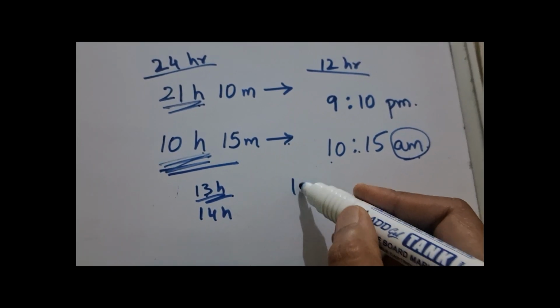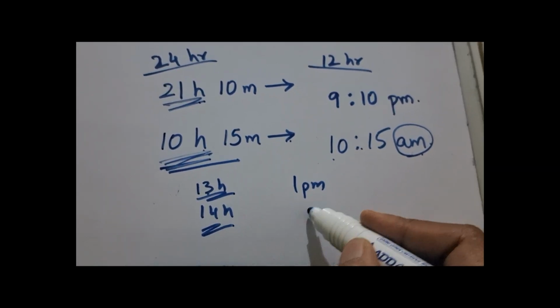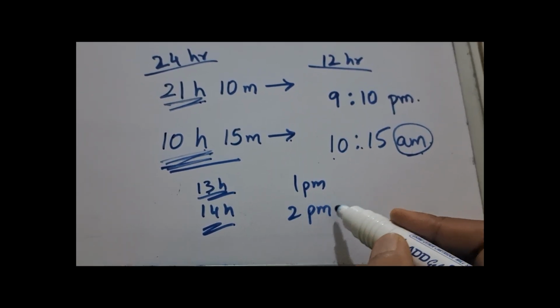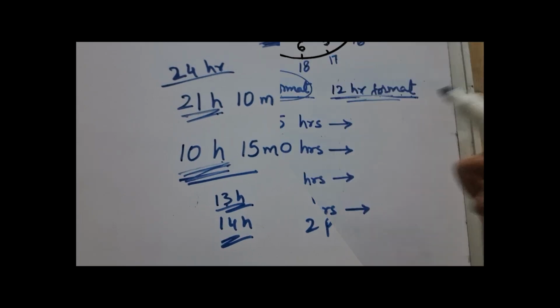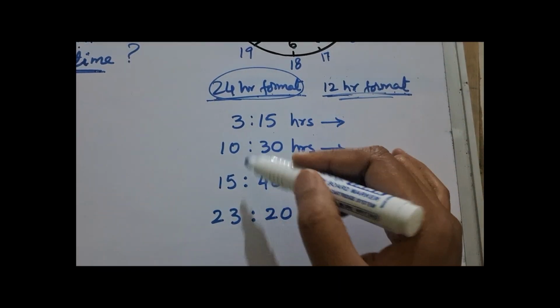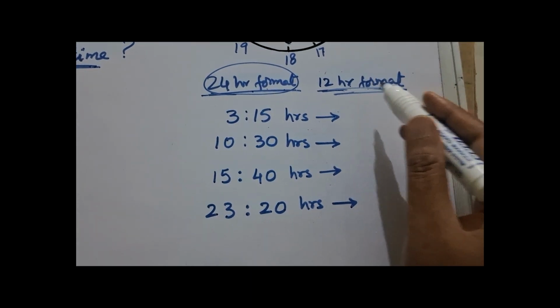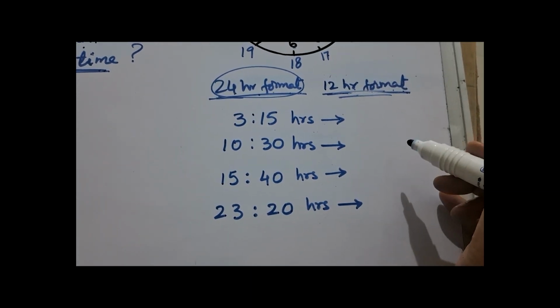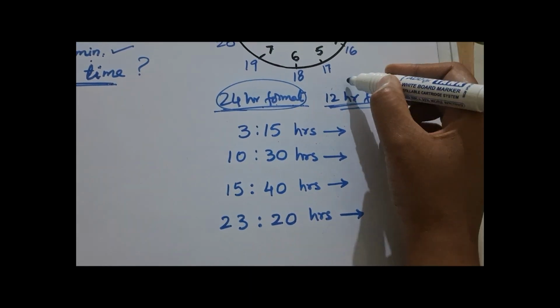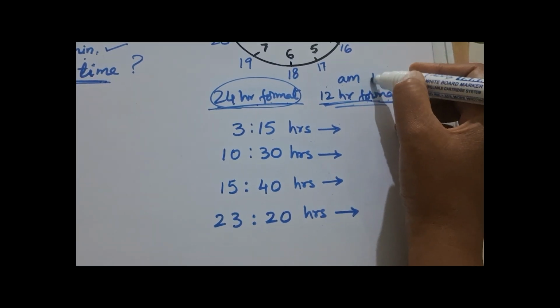13 hours means 1 pm, 14 hours means 2 pm, like that. Okay, children. Now let us convert these all 24-hour format timings to 12-hour format. Okay, children. 12-hour format will be having AM and PM.